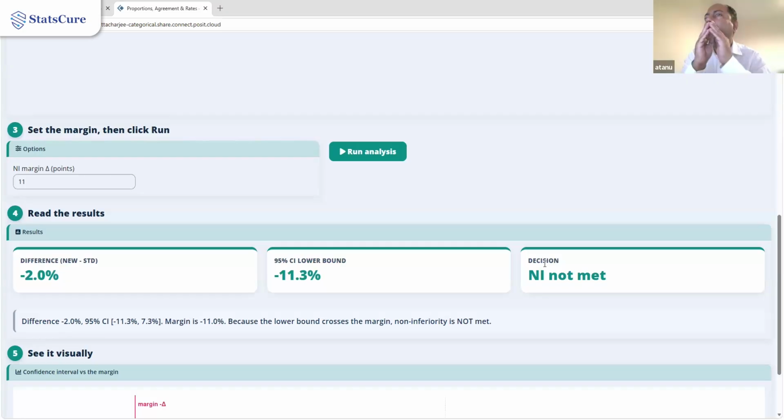Now what we are going to get here, 11.3 is going to come here. See here, mention here 11. Now we are going to minus 11.3. What does it mean here? What is 11.3?